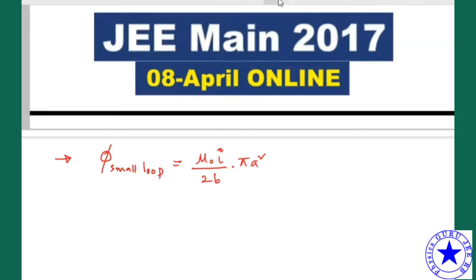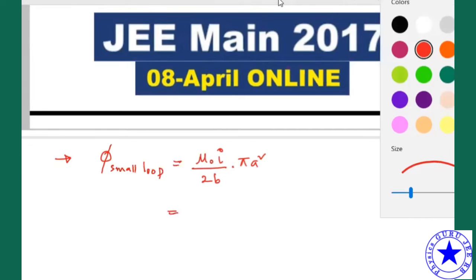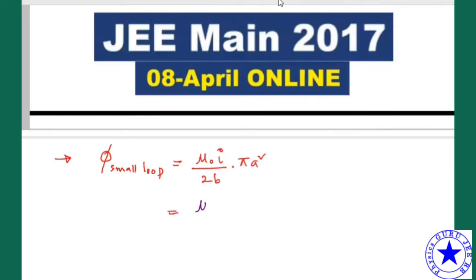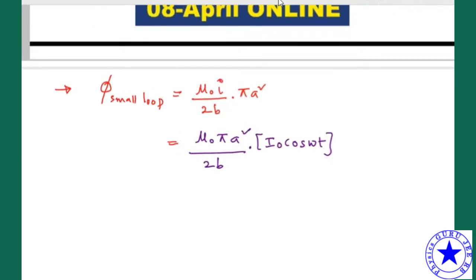Now I can write the current. Simply I'll be substituting the current. We know that the current equation is given here. So mu naught into pi a square, as it is, will be kept divided by 2b. Then I can replace I with I naught cos omega t. Hope it is clear till this point. So this is nothing but the flux induced in the smaller loop, or the flux linked with the smaller loop.